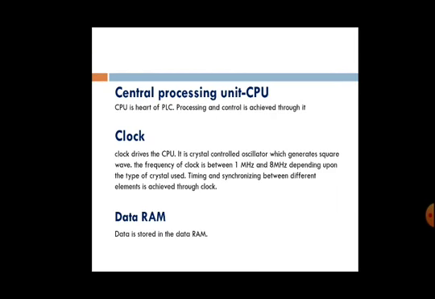First one is CPU, central processing unit. So CPU is the heart of PLC. Processing and control is achieved through it. Second one is clock. Clock drives the CPU.